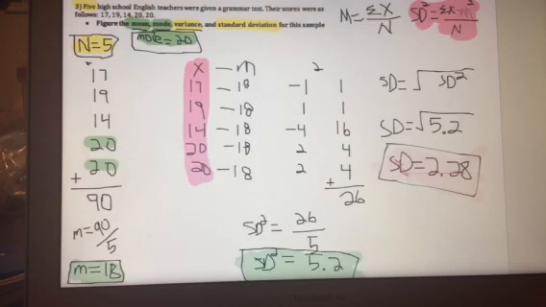Sorry about that. I thought I was highlighting. So just to highlight that, okay? That's my standard deviation, and that's all this question is asking for.